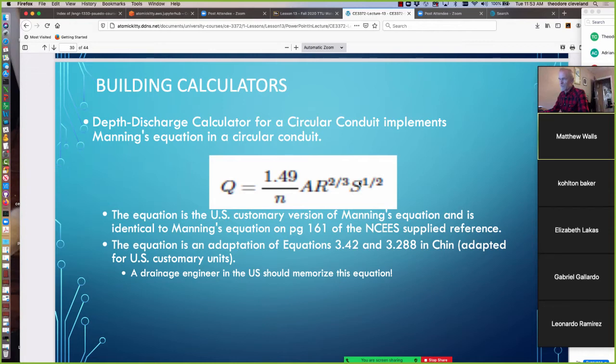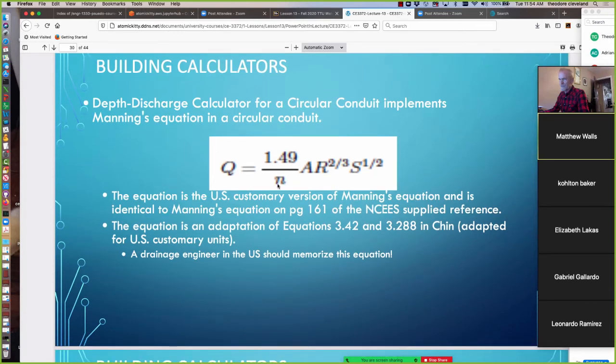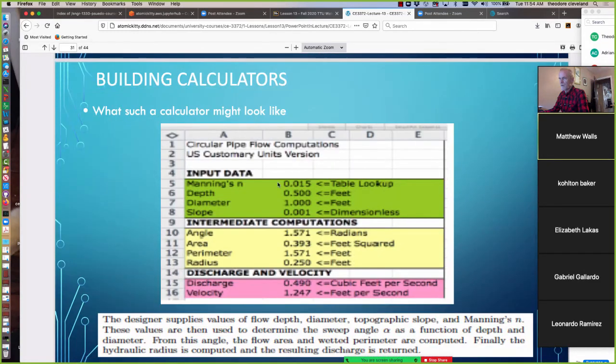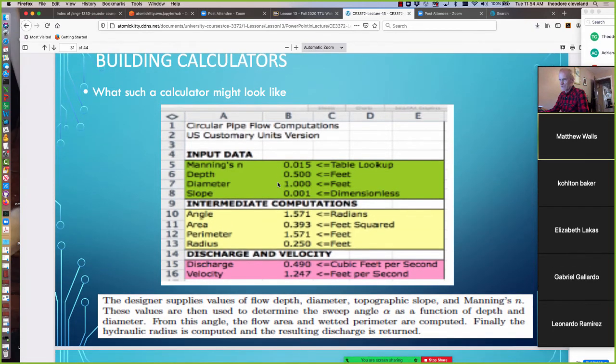Oftentimes we use the bottom slope, and in doing that we are implicitly assuming that it's normal flow. And I would say a drainage engineer in the US should memorize that. And if you were to look at the readings in Chin, you would find out that these are adaptations of that in US customary units. And we could go build a calculator in Excel. It might look something like this, and we'll go take a look at this actual one.